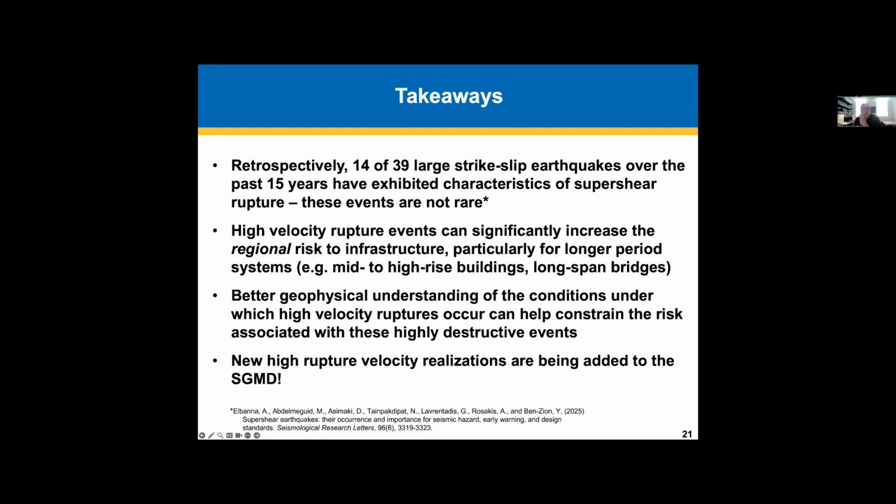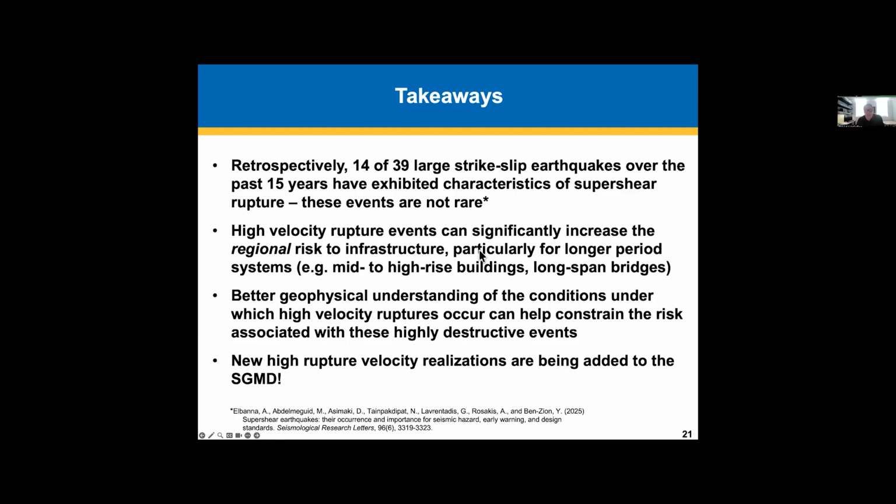So let me try to summarize in the takeaways. Number 1, retrospectively, we're understanding now that these large strike slip earthquakes over the past 15 years, as a matter of fact, 14 of 39 in this study, which was very nicely done and characterized here, have exhibited characteristics of super shear rupture. These events are not rare. That could be the conclusion of that. And so the question arises for the engineering community: how should these be incorporated in our ground motion hazard evaluations as well as in our structural response?